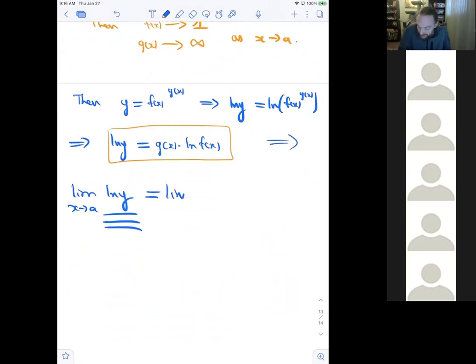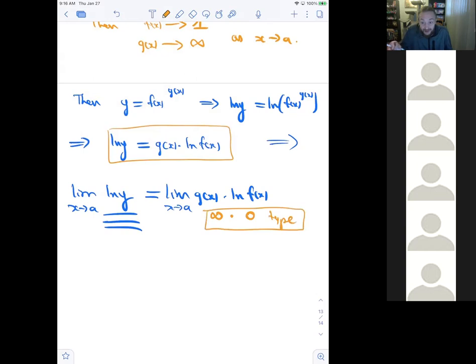This will be the limit as x approaches a of g of x times log of f of x, but where was f of x going? F of x was going to 1. So this will be going to 0. And where was g going to? Infinity. This is 0 times infinity type.